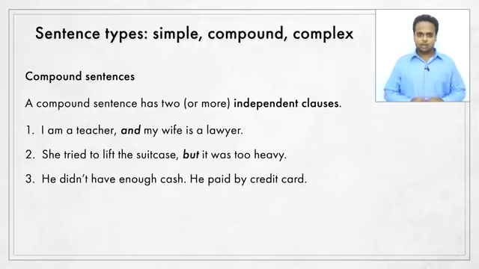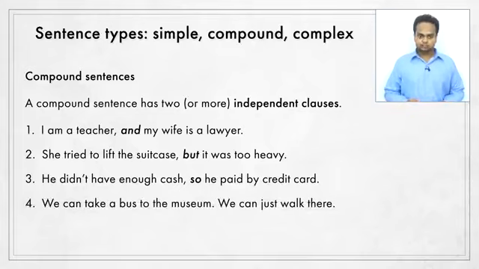Next example. He didn't have enough cash. He paid by credit card. We can connect these clauses using so. He didn't have enough cash, so he paid by credit card. One last example. We can take a bus to the museum. We can just walk there. What we see here is two options, two different ways to get to the museum. We can connect these using or. We can take a bus to the museum, or we can just walk there.